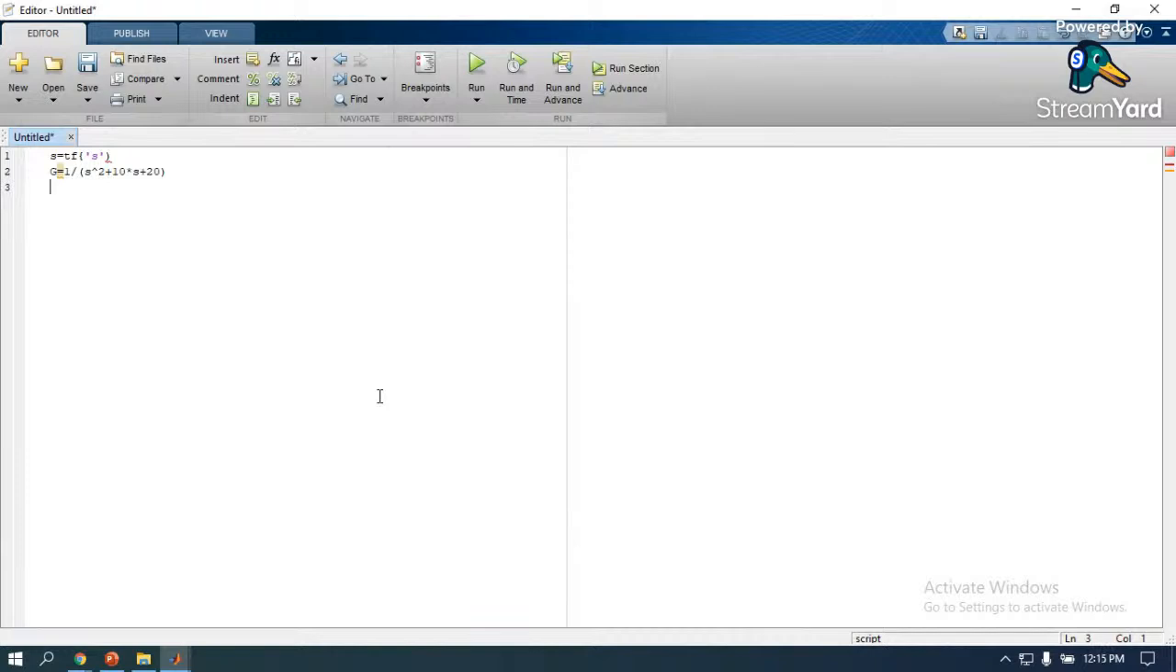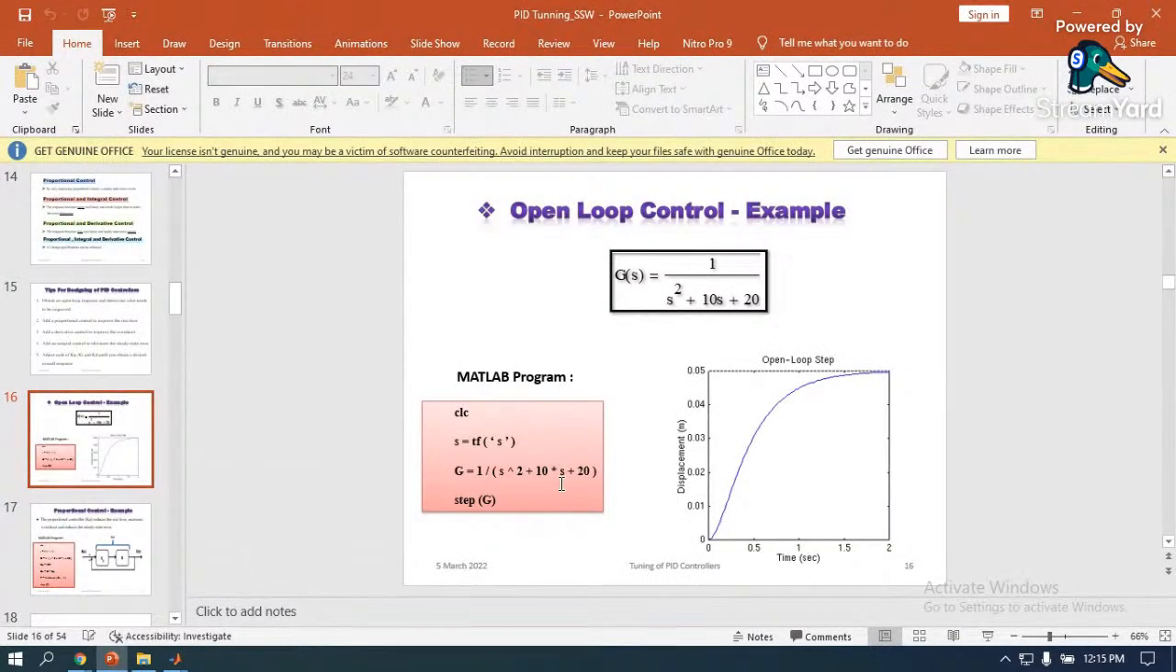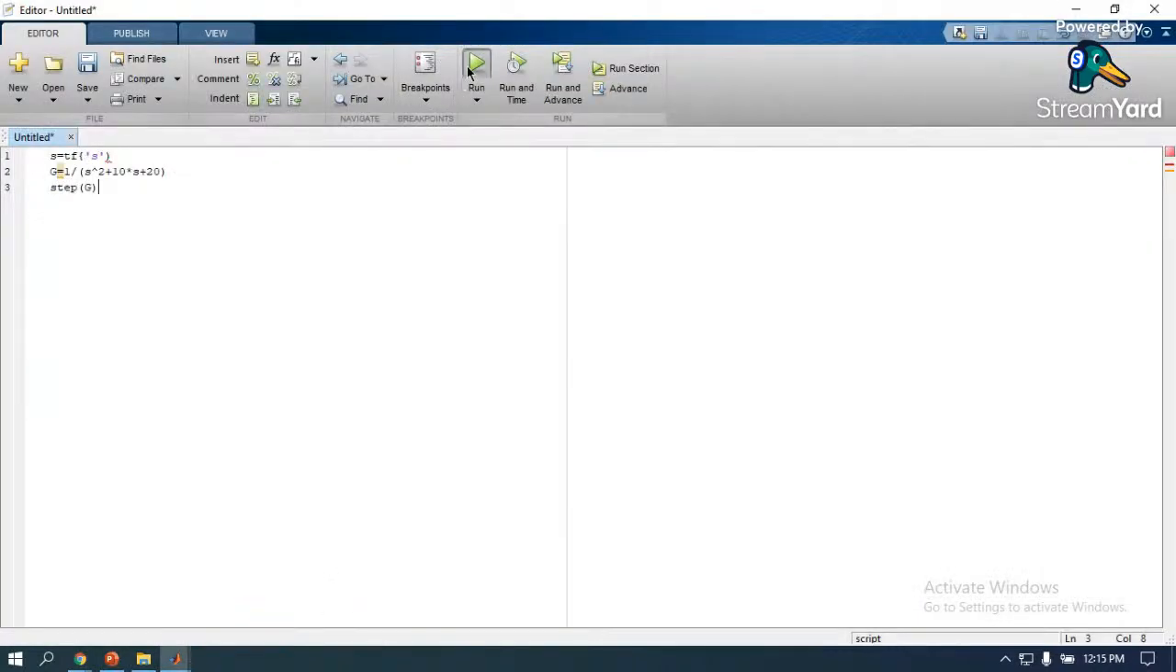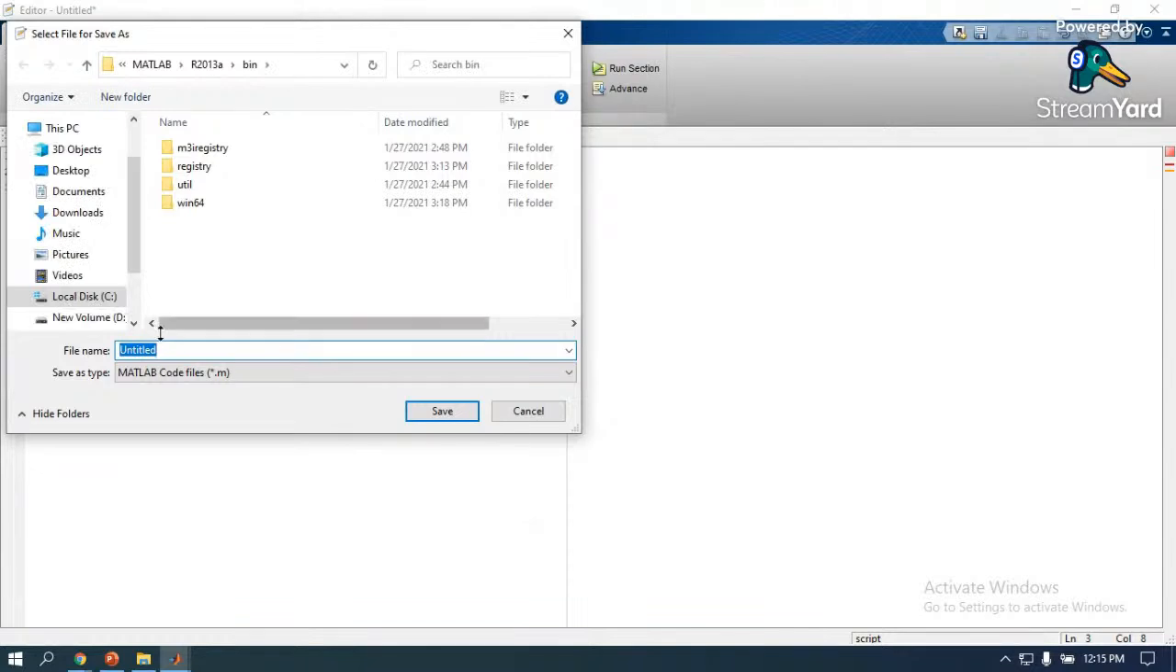Now I will say: take a step input, apply it to the system and give me its response. Apply to a system means what? Which system? To G, and give me its response. Okay? See. I need to save it somewhere.